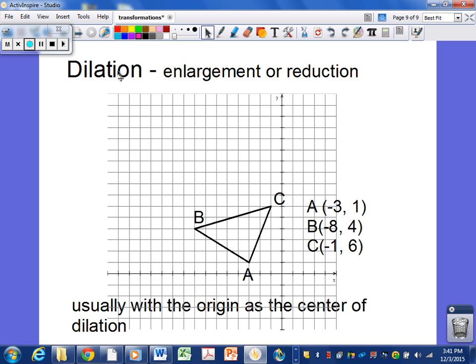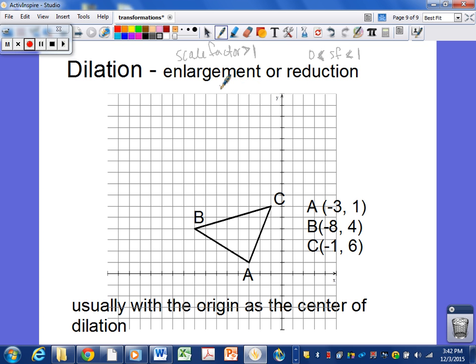Okay, and our last one is a dilation. A dilation can either be an enlargement or a reduction. If you have a scale factor that's larger than 1, you have yourself an enlargement. Things are getting bigger. A reduction has a scale factor between 0 and 1. Less than 1, but a fraction, like 1/2 or 1/3, or even 4/5. It's a fraction between 0 and 1.